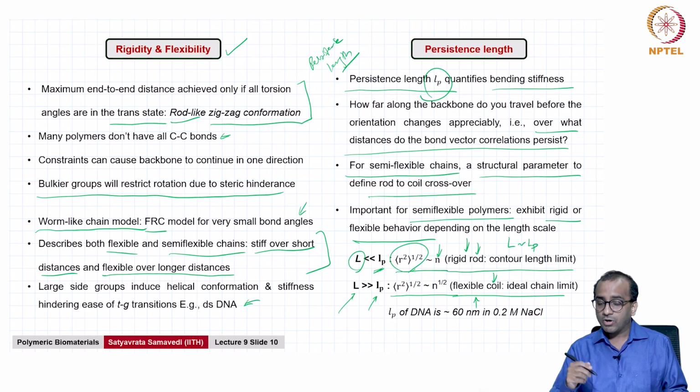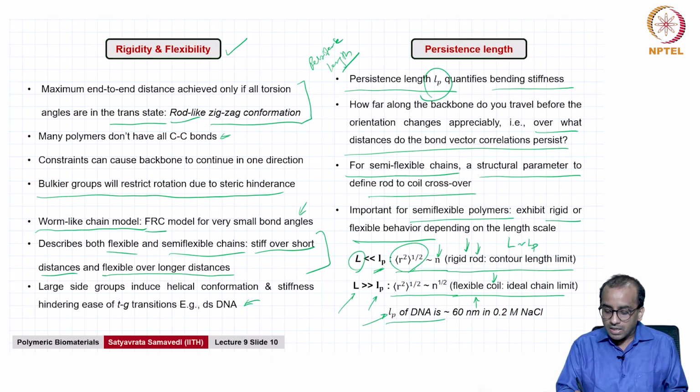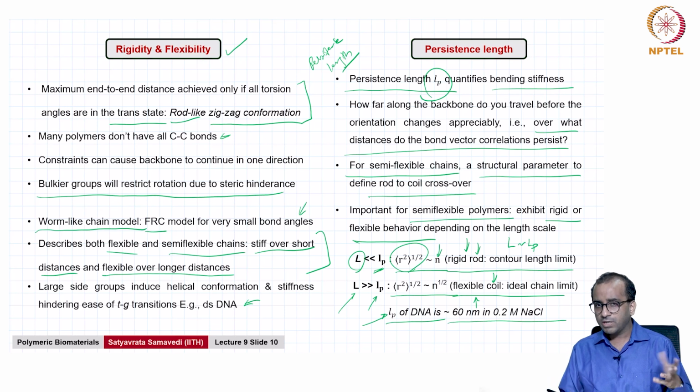So, the second point that I was trying to make is you have now been able to connect root mean square end to end distance based on the scaling for the two extremes and anything in between. And as an example, the persistence length of DNA is of the order of 50 to 60 nanometers in 0.2 molar NaCl.